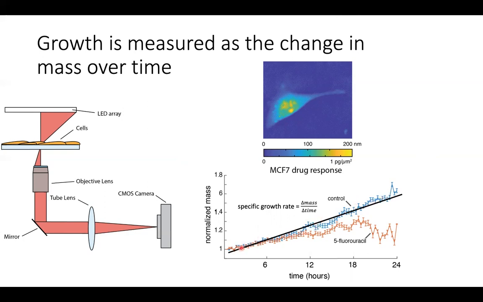When we look at the 5-fluorouracil treated cells, we can see that the cells grow robustly throughout the beginning of the experiment, indistinguishable from the control. At around 8 to 12 hours, you can see that the 5-fluorouracil cells grow slightly slower than the control, and at around 18 hours, their growth rate starts to become negative as they start losing mass, indicating cell death. This is an important advantage of QPI because it would be impossible to see this type of response using a time-averaged assay, such as an endpoint assay.